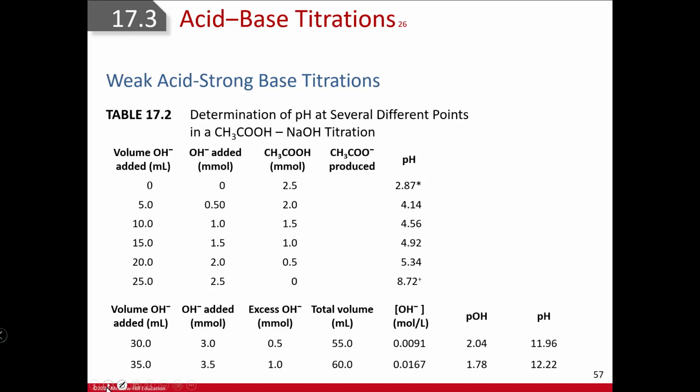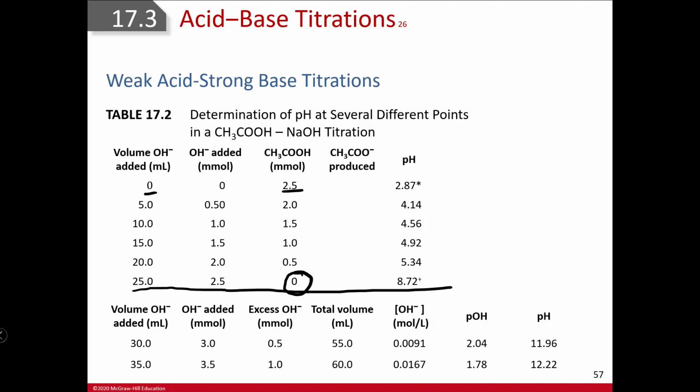Again, there's no consumption of hydroxide. We've seen this before. It looks exactly like what we saw on the other one. The only difference is here we start with 0 additions of the hydroxide ion from the sodium hydroxide, and initially we have 2.5 millimoles of the weak acid. When we add 25 milliliters of this 0.1 molar, that's our equivalence point. That's where we've consumed all of the acid.